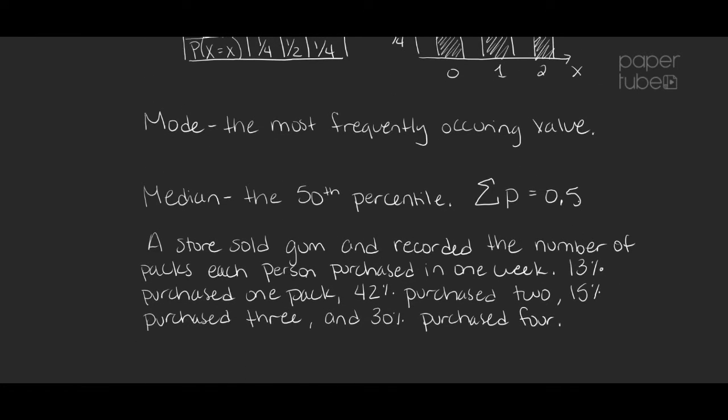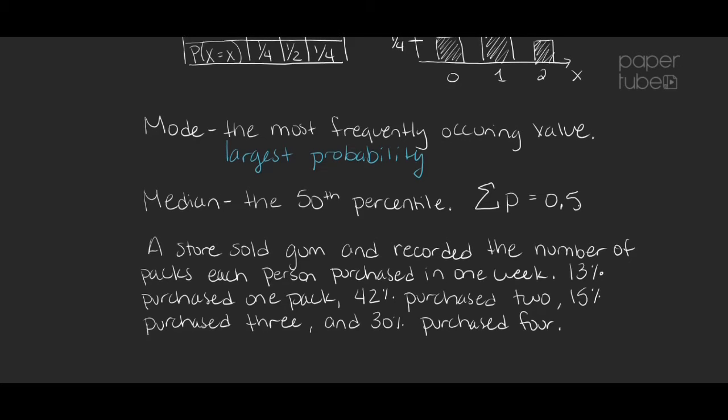Once we have a probability distribution model established, we can find the mode and the median of that model. Just like when we're talking about numbers and sets of numbers, the mode is the most frequently occurring value. In this case, that aligns with the largest probability, and the median is the halfway point or the 50th percentile. So it's the moment when all of the probabilities have added up to 50%.